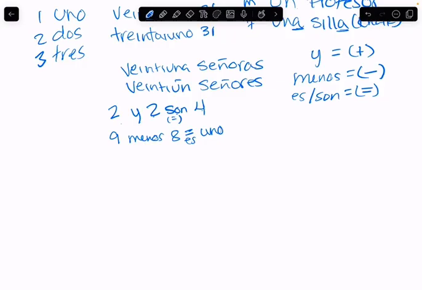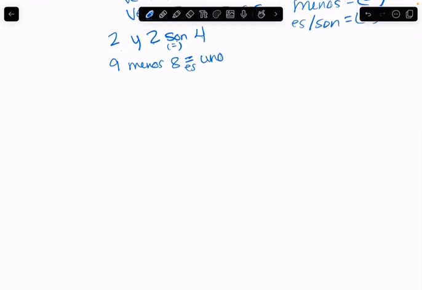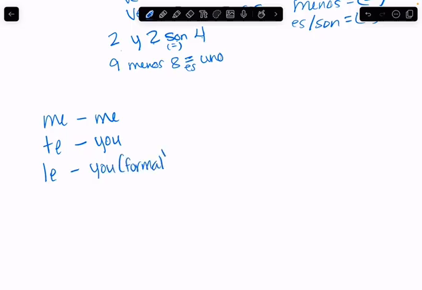So, and you can continue on to practice. Make sure that you understand. Now, this next section is me gusta or te gusta. So you have me, that means me. Te, that means you. Le, that means you, formal. Le, that means he. Le, she. Nos, us. Les, y'all.